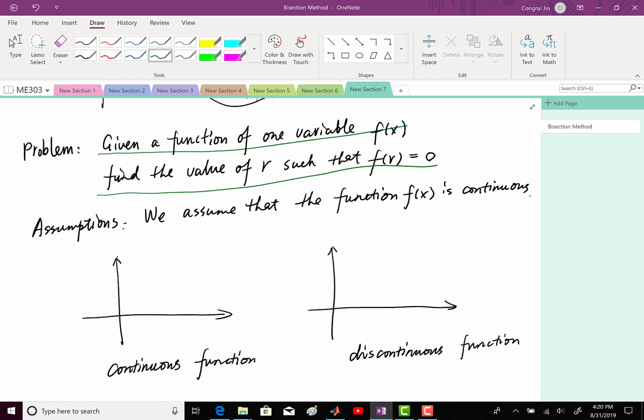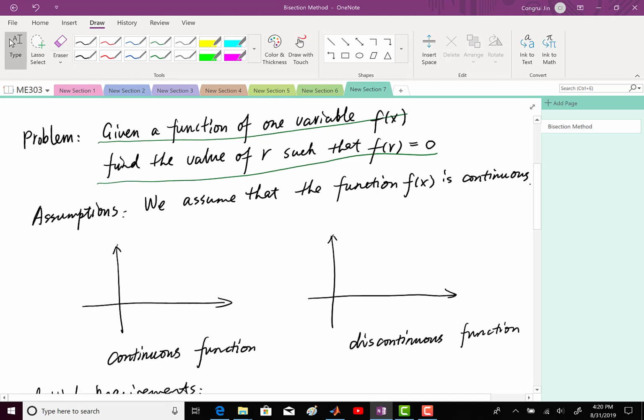To make this method work, we need to assume that the function f(x) is continuous. So what's a continuous function? A continuous function is one where, when you draw it, your pen never leaves the paper. So this is a continuous function. If at some point you need to leave the paper and then draw the other part of this function, then this is called a discontinuous function.